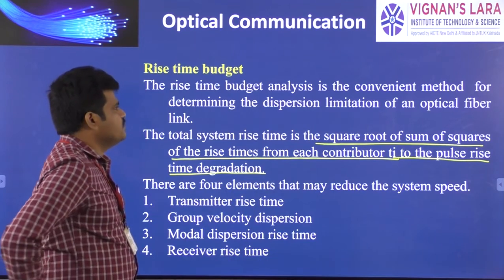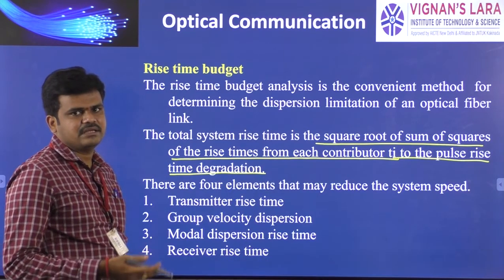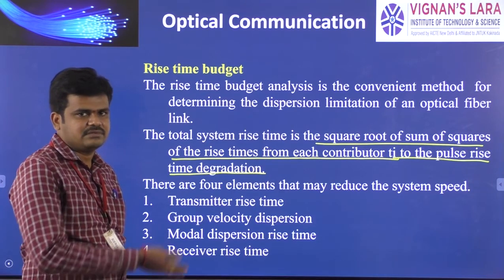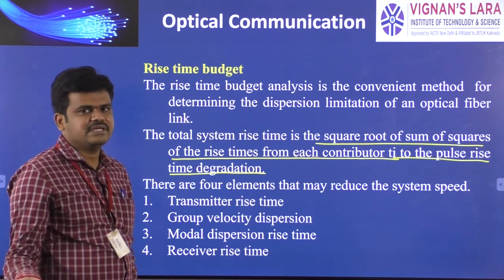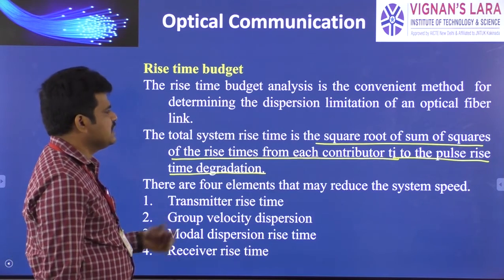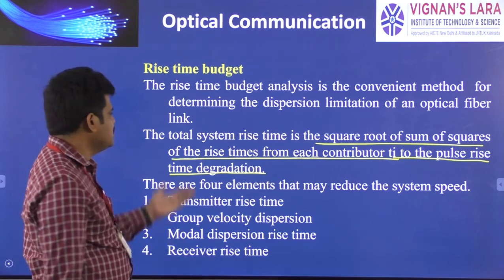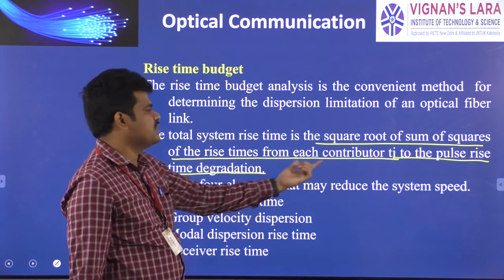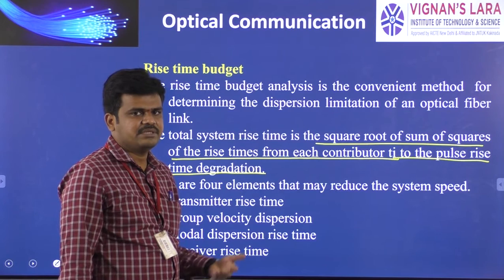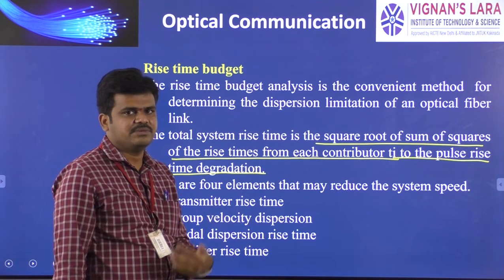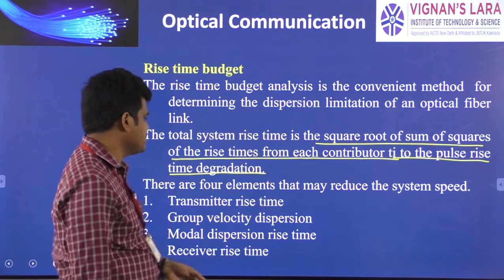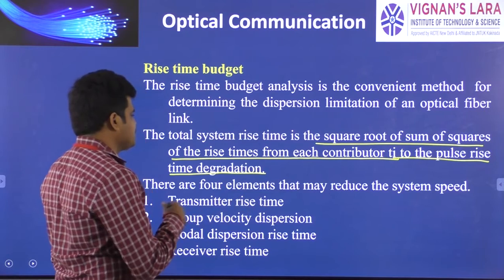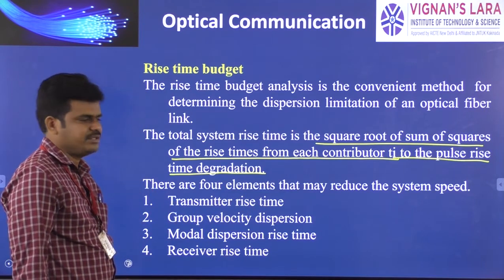Okay, so what is rise time here? It is the time taken for the total transmission from the transmission end of the optical fiber to the receiving end of the optical fiber. You can represent it as a formula, that is total system rise time is the square root of the sum of squares of the rise times from each contributor. Each contributor may be a fly lead, an optical source, an optical fiber connector, whatever it may be. So we are making the summation of the squares of the rise times from each contributor, say Ta.